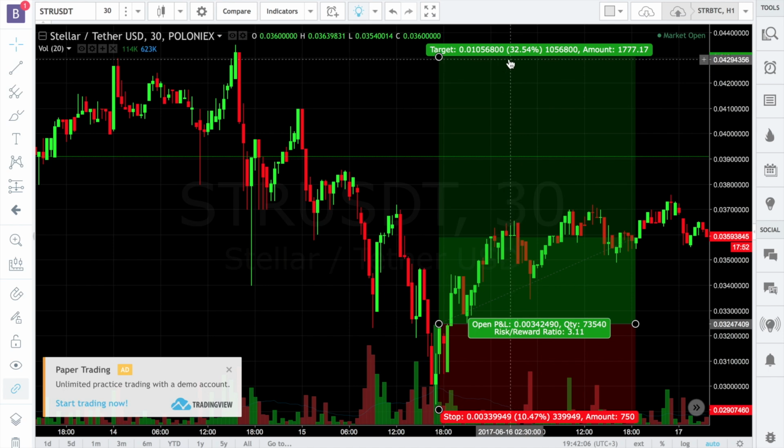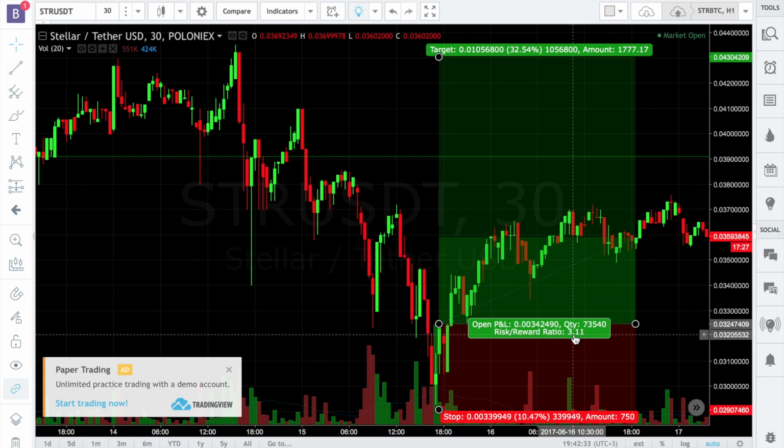On the other side of the table, a take profit point is a price at which a trader will close the position and take profit on the trade. Often this occurs at a resistance level or at a previous high, like in our case, and we may earn 32% of the equity we invest in this trade. So our total risk to reward ratio is 3.11.